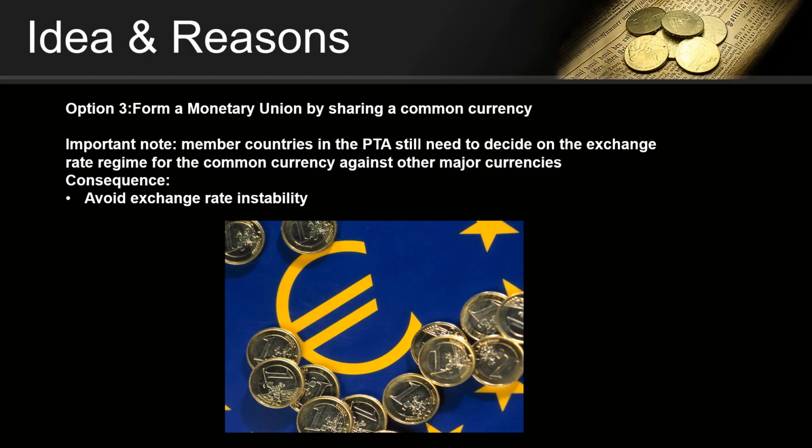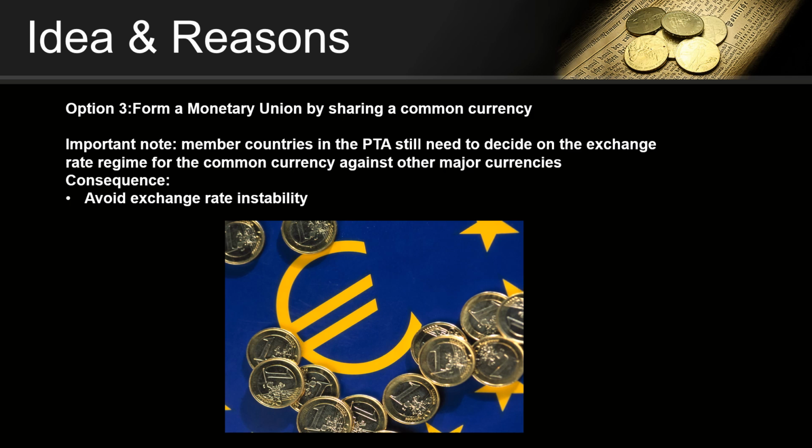So the only option for them to reduce this kind of risk is to form a monetary union by sharing a common currency. This means the member countries do not have to worry about the difference between their currency caused by the exchange rate, because they only trade services and goods based on a single currency. That's why there's a good consequence of using this exchange rate regime. They can avoid exchange rate instability.